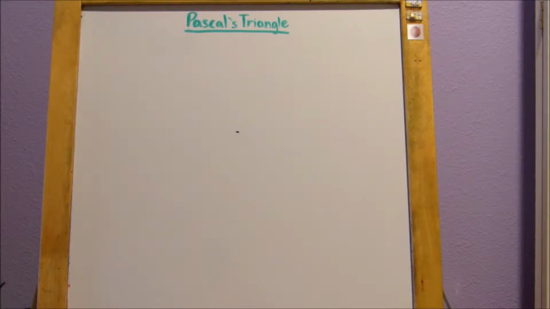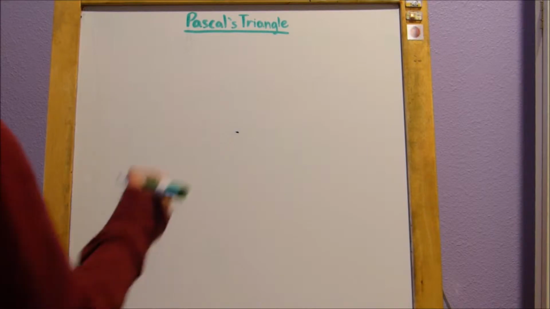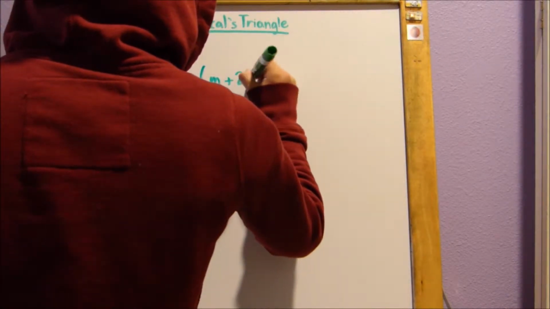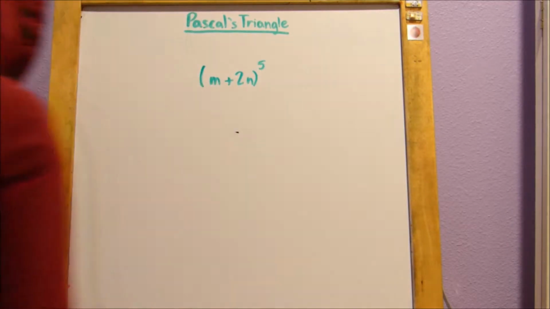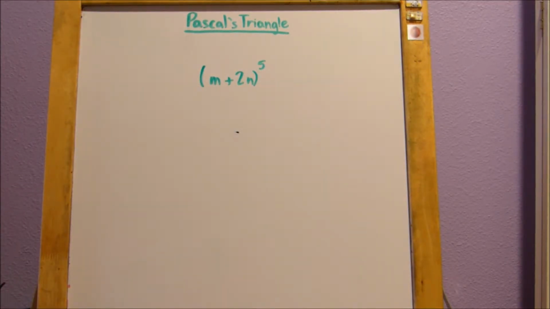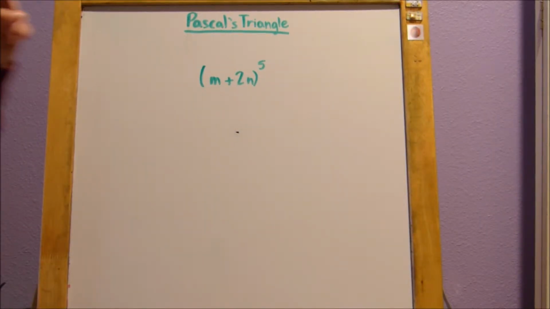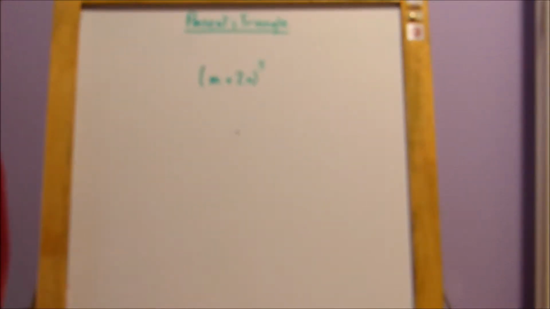Alright, so now let's do a problem that's a little bit harder. Let's say the problem given to us is something like (m + 2n) to the 5th. So now you're probably thinking to yourself, what? I mean, doesn't one of these terms have to be a number? Wrong. Both of these terms can be variables. They don't necessarily have to be numbers, right?